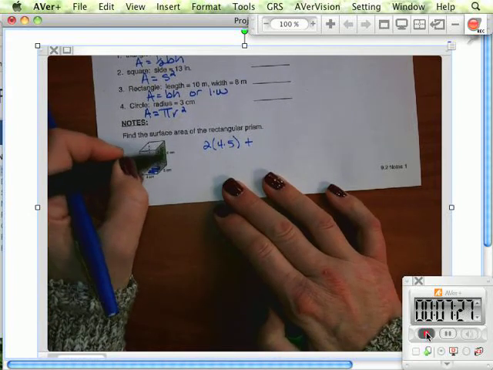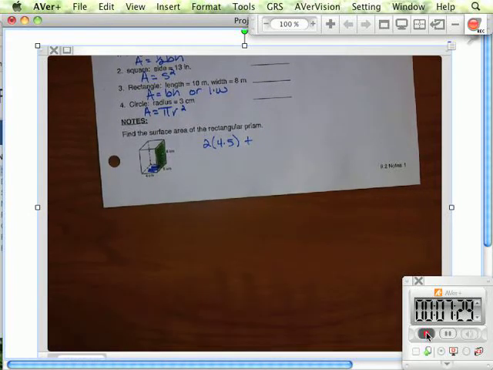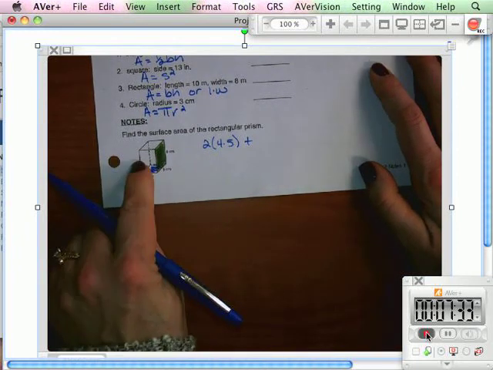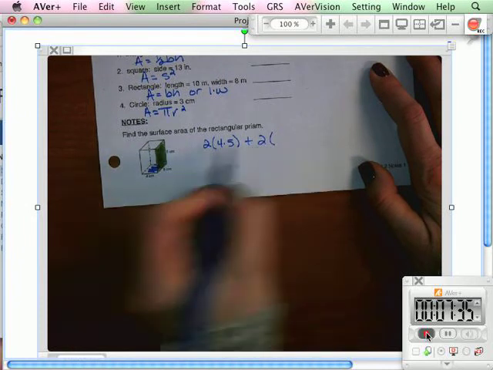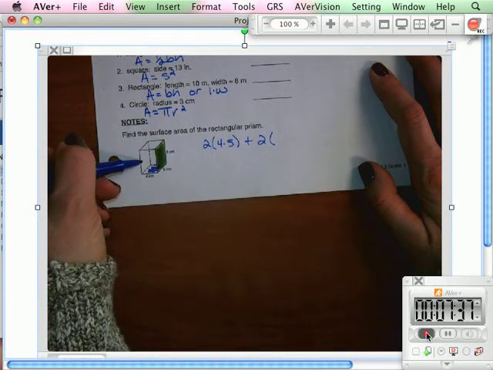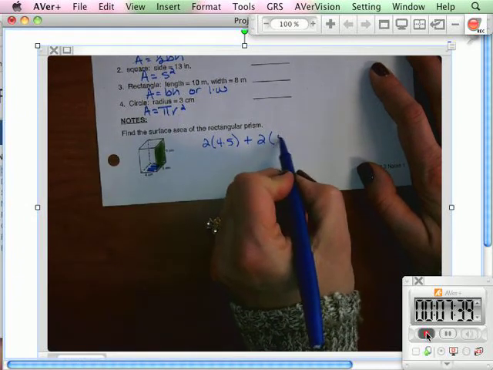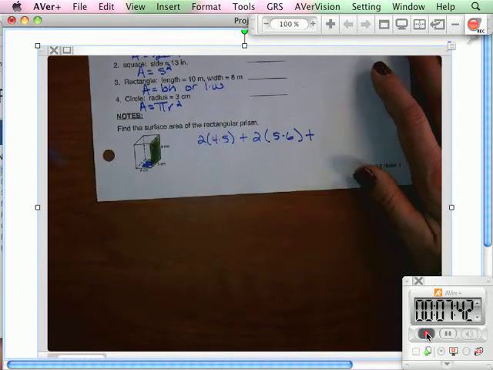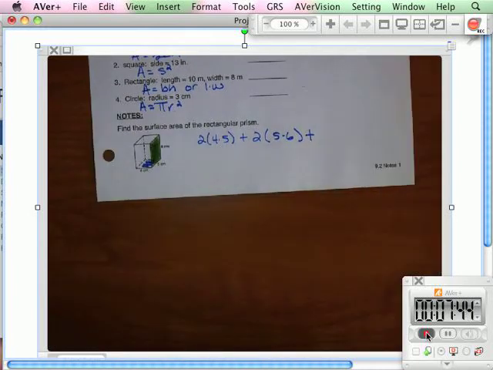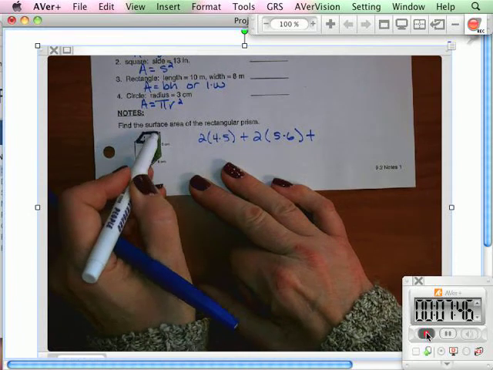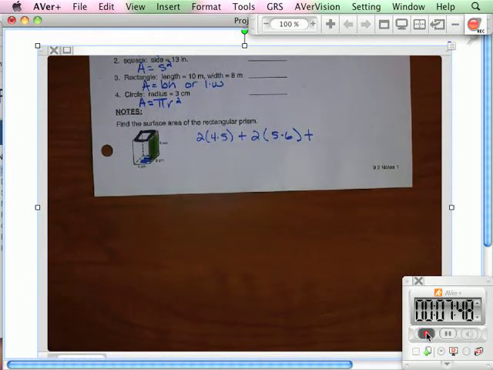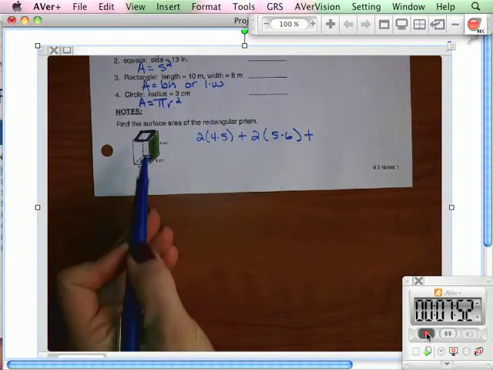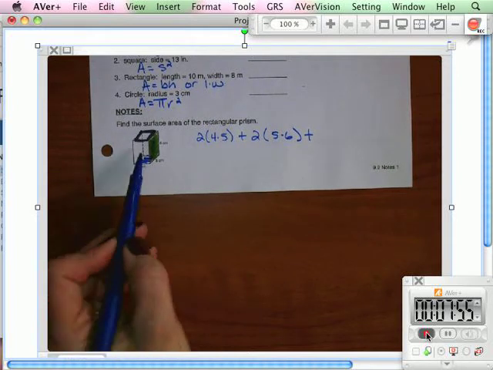So then let's do this side right here. What's the area of that side right there? 5 times 6, and how many of them do I have? 2. I have this side and that side, right? And then up here. Up on top, I already did that one. We got to do this on the end here.